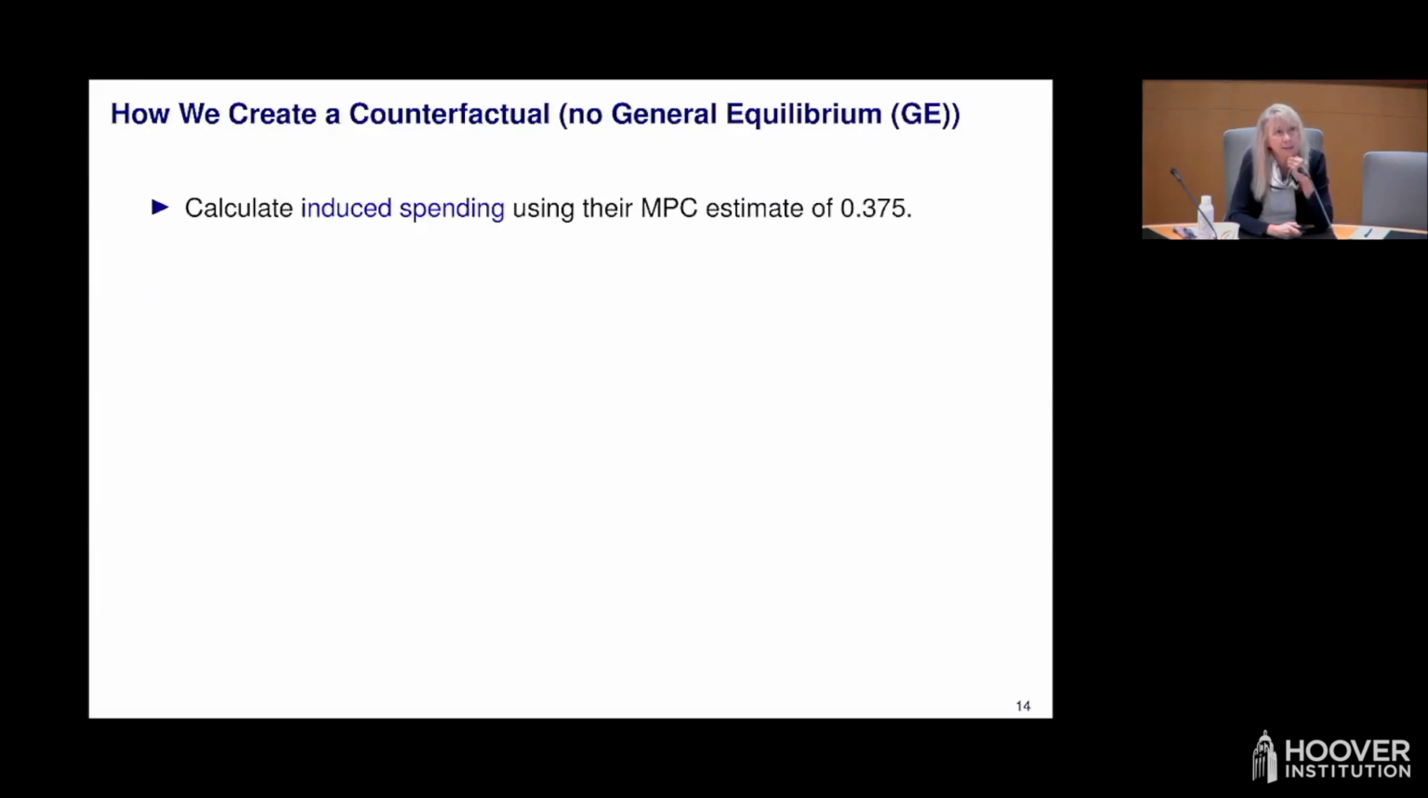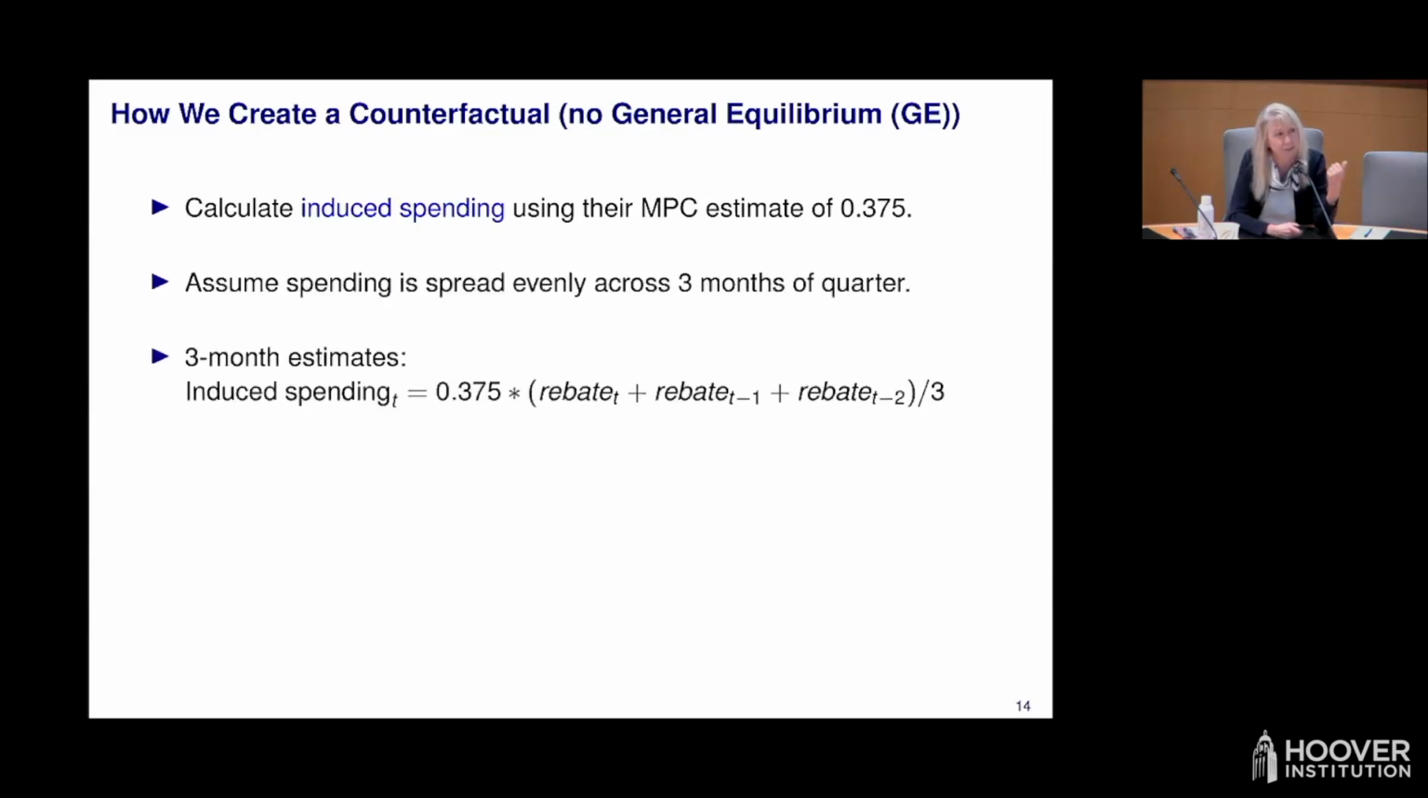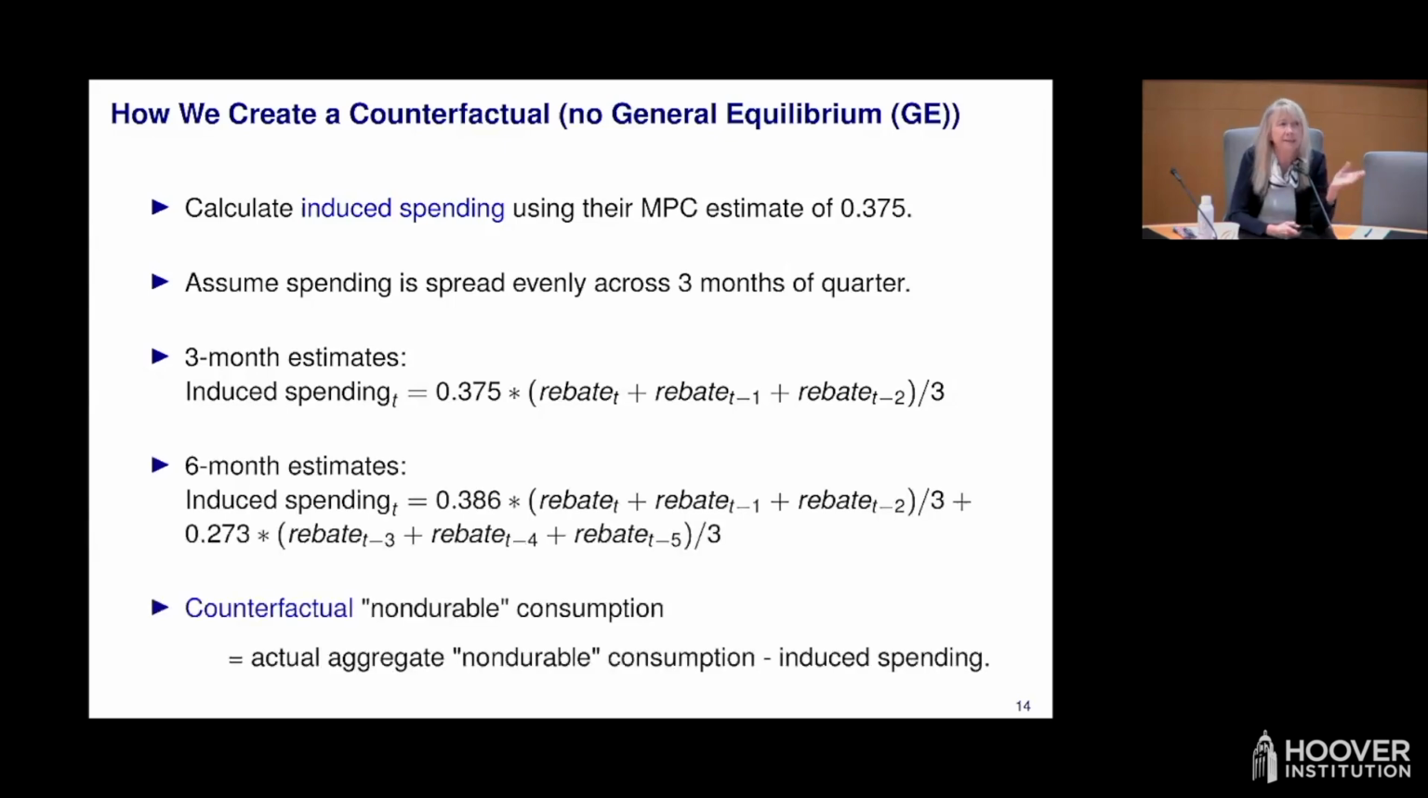So how do we create the counterfactual? First, let me do the micro, using just the micro estimates with no general equilibrium effects. We calculate the induced spending using their MPC estimate of 0.375. We assume it's spread evenly across the 3 months of the quarter. For the 6-month estimates, we do the same thing, but allow that additional effect from the rebate from 3 to 5 months ago. Then our counterfactual is the actual aggregate non-durable consumption, using their category, minus induced spending.